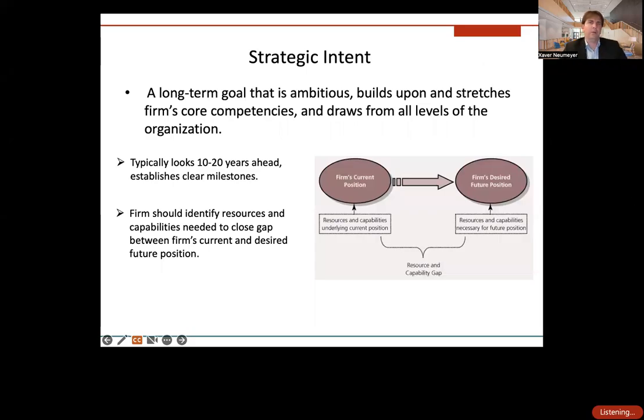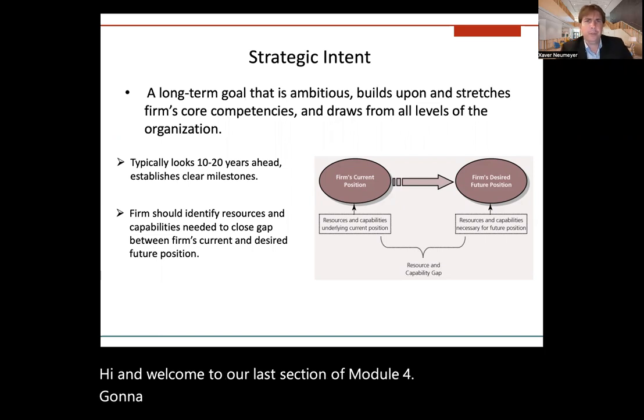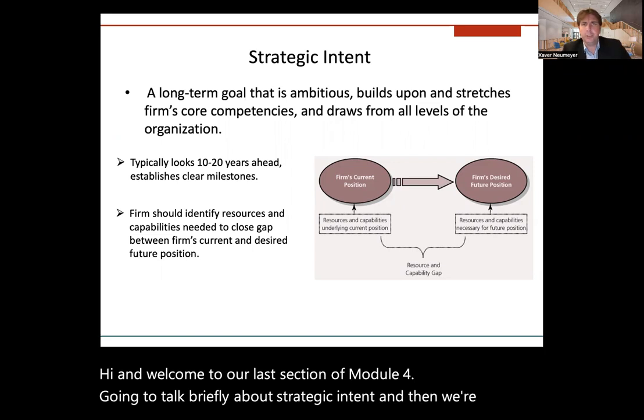Hi, and welcome to our last section of Module 4. We're going to talk briefly about strategic intent, and then we're going to talk a little bit about competition.